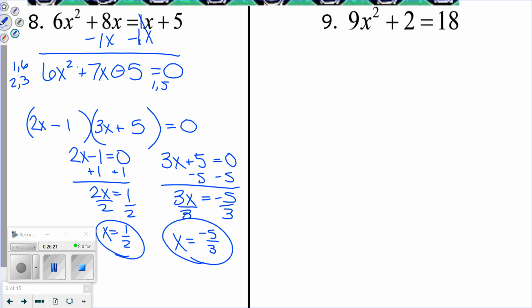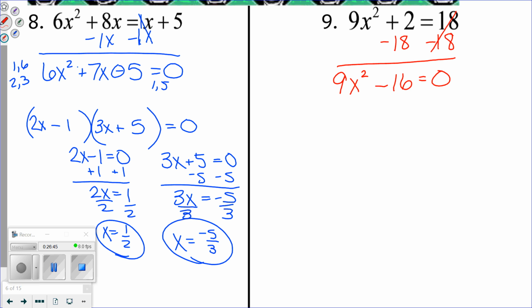All right, number 9, last one. What do we do first? Subtract the 18. And again, this one has like terms. So we get 9x squared. What's 2 minus 18? Negative 16.